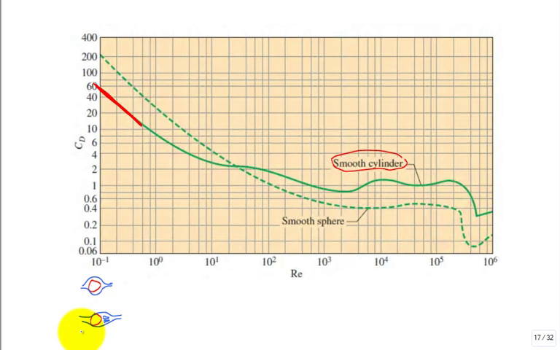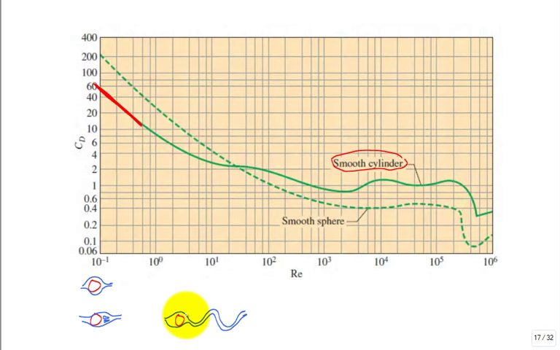But it's a steady recirculation region. Then you get into a region where the cylinder is getting higher and higher Reynolds number, see that? And the flow then starts to develop a sequence of shed vortices. It's unsteady flow behind.